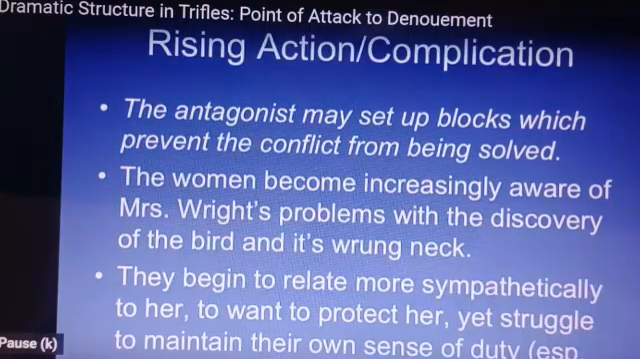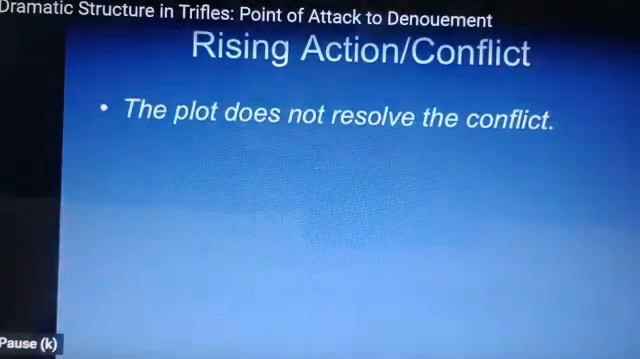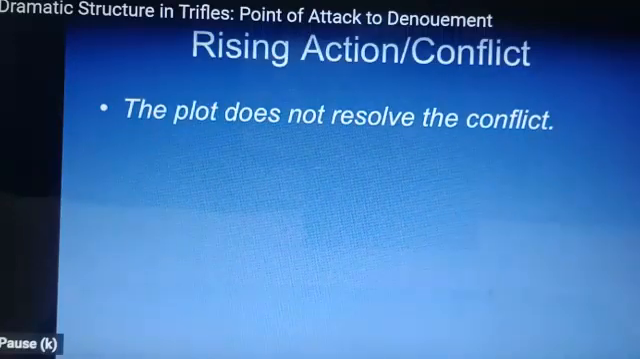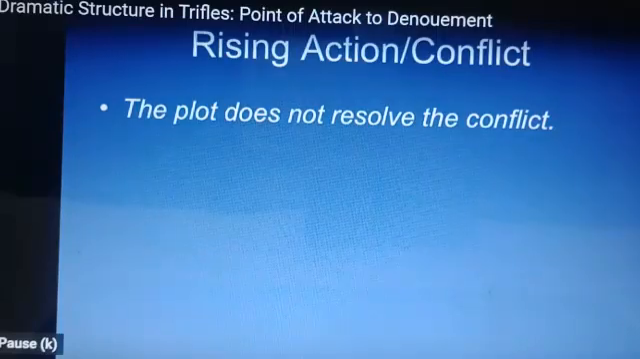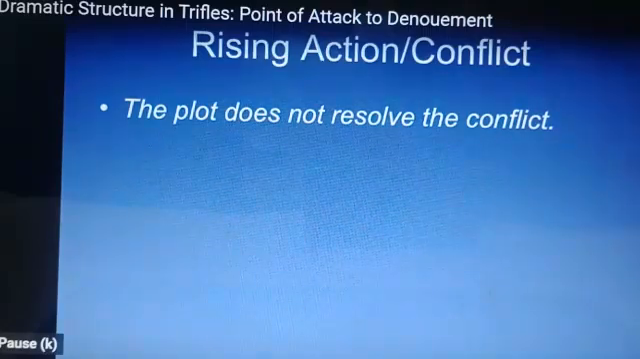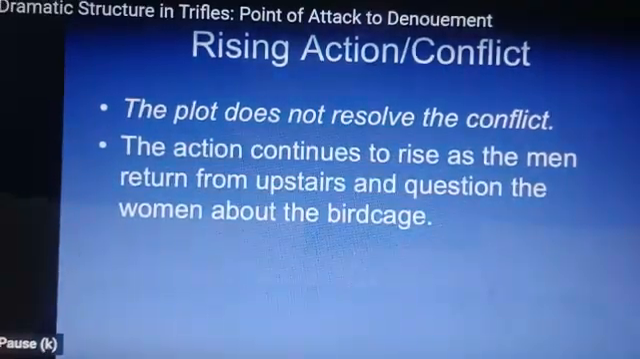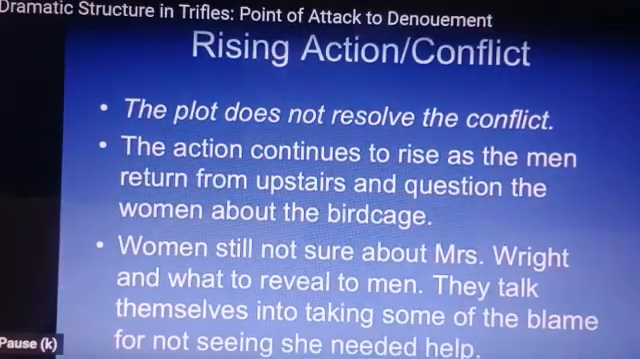Finally, we can tell we are still in the rise in action phase when the plot does not resolve the conflict. For some people, the finding of the bird with its wrung neck seems to be the climax, but does that resolve the conflict? No, it does not. The action continues to rise after the men return from upstairs and question the women about the bird cage. And the women, at this point, are still not sure about Mrs. Wright and what to reveal to the men. So, they talk themselves a little bit more into taking some of the blame for not seeing that she needed help. As the men leave, they continue to struggle.